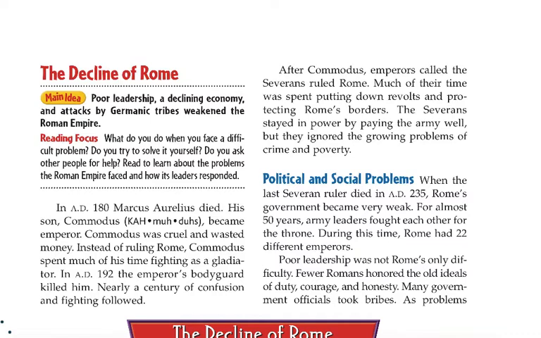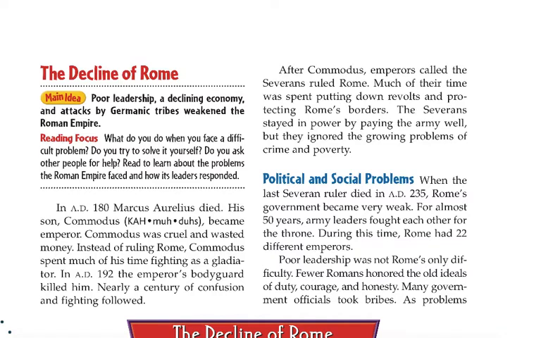In AD 180, Marcus Aurelius died. His son, Commodus, became emperor. Commodus was cruel and wasted money. Instead of ruling Rome, Commodus spent much of his time fighting as a gladiator. In AD 192, the emperor's bodyguard killed him.